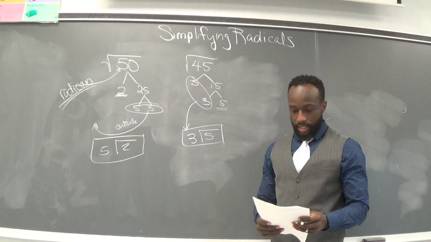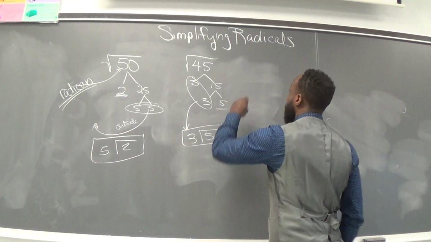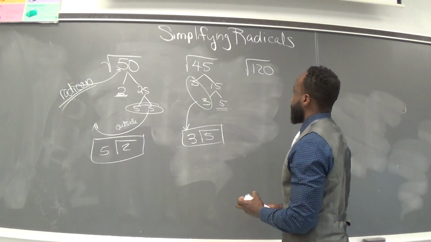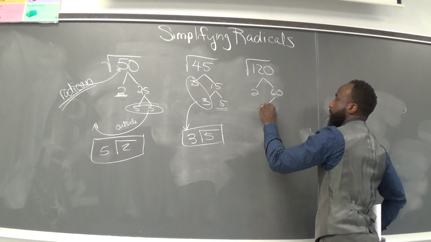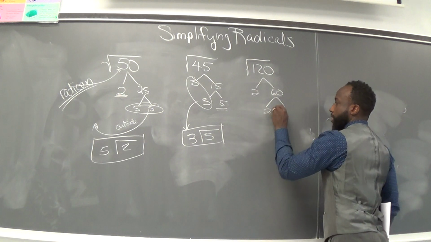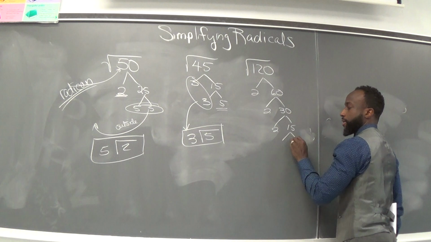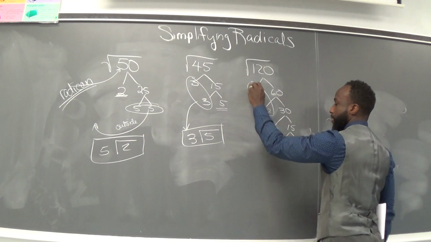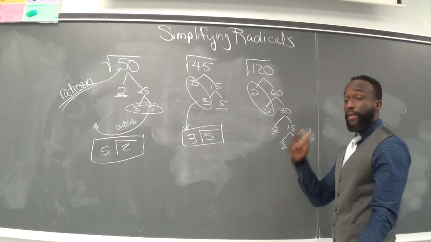Okay? Let's look at a more challenging one. Square root of 120. Alright? 2 and who? 2 and 60. 2 and 30. 2 times 15. 3 times 5. Alright, let's circle the pairs. We got a pair here, and then there's these numbers left. Alright, so I'm glad we did this.